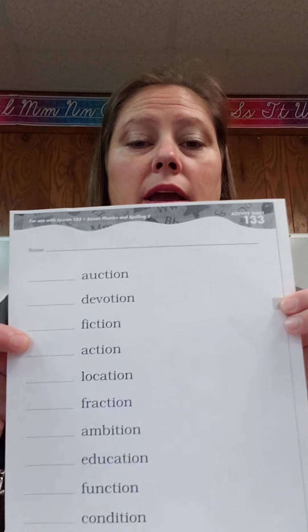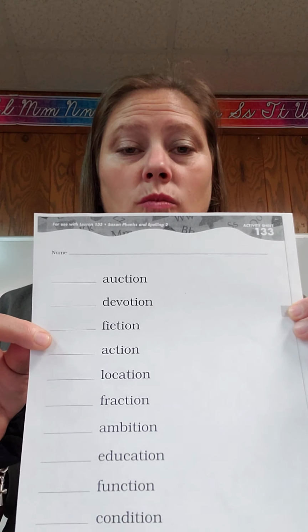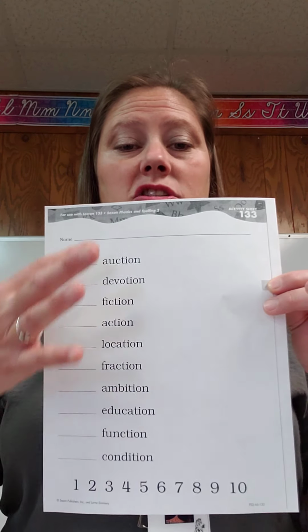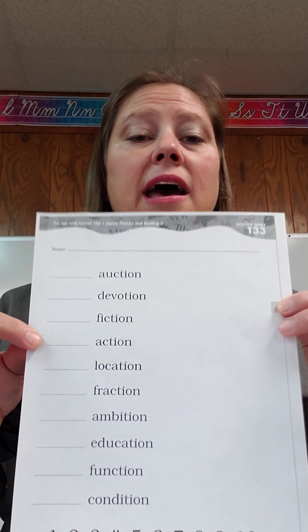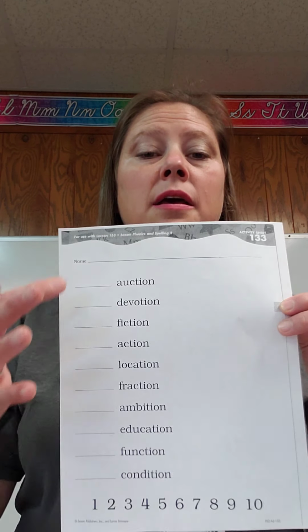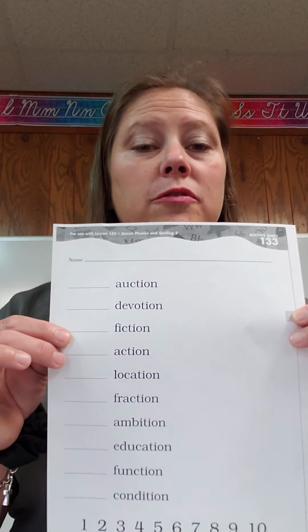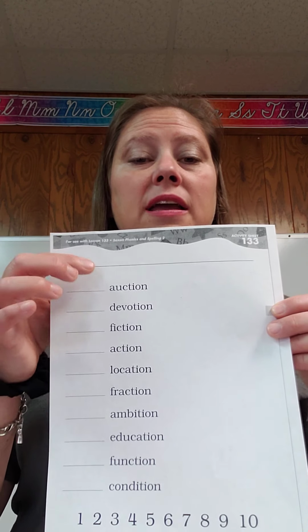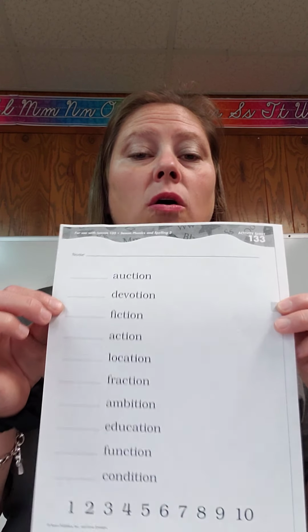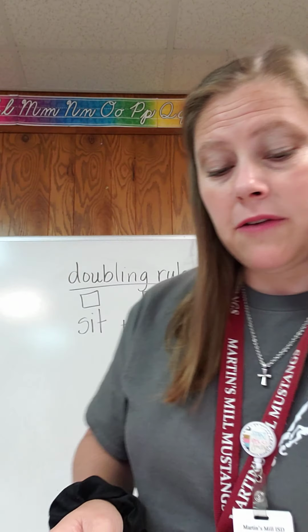Okay, this lesson is week 5, day 3. You're going to be working with activity sheet 133, which is going to be alphabetizing some words. Yes, all of these words do end with final stable syllable T-I-O-N, which says "shun," but don't let that mess you up on your alphabetizing. Go through the same steps and procedures as we've done all year to get those alphabetized.